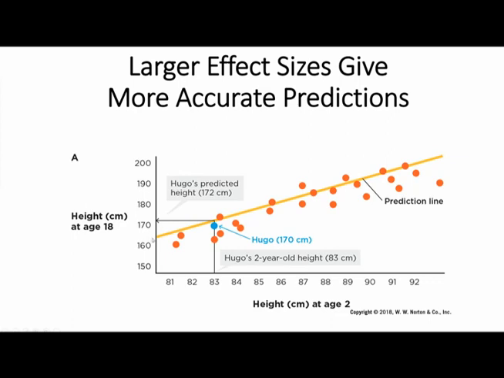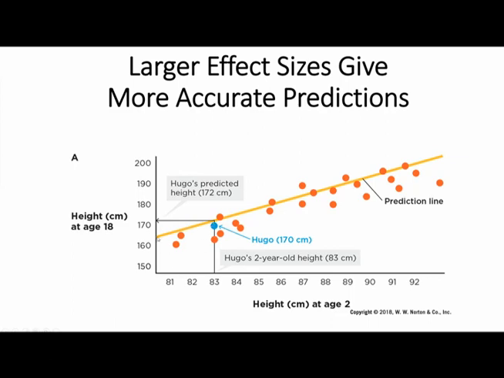If we look on here, there's a bunch of points clustered very closely to that line, where if you know someone's height at age 2, you can get a good idea of how tall they should be when they stop growing at age 18. So here, Hugo stopped growing at 18. He was 170 centimeters tall. And from this line here, our line of best fit, the predicted height was 172 centimeters. That 2 centimeters isn't really that huge of a difference. That was a pretty accurate prediction.